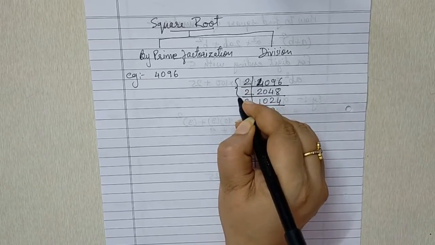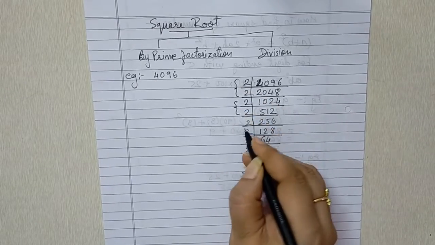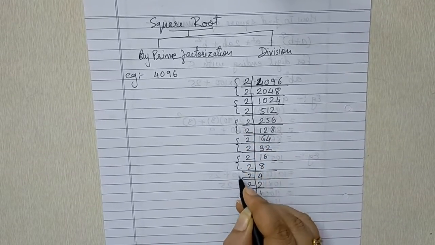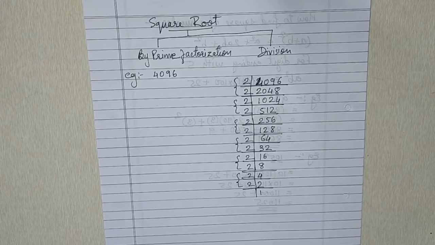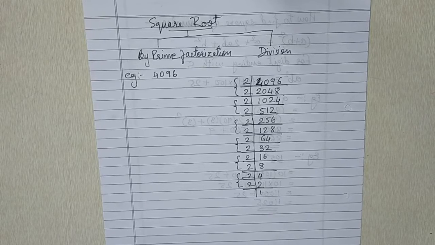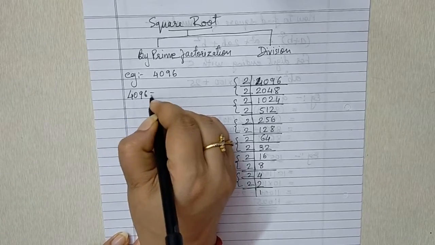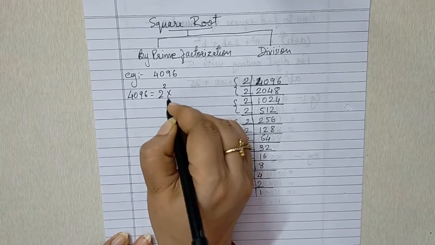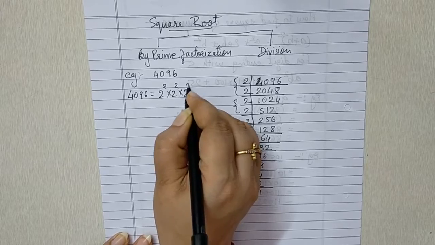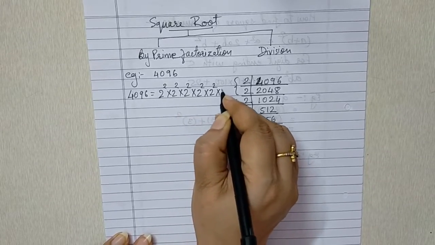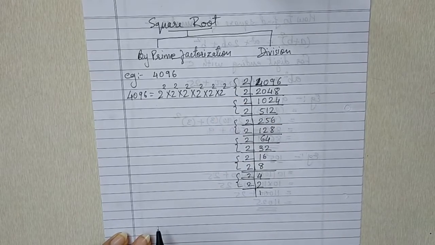Now we have to make pairs of 2. So this is the first pair, second, third, 4, 5 and 6. We got 6 pairs of 2. It means 4096 is equal to 2 square into 2 square into 2 square, that is 6 times 2 square.